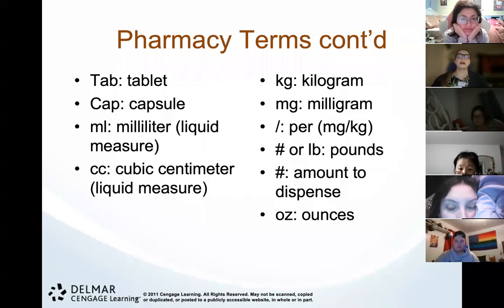The pound symbol, or LB, is equal to pounds, but we could also use that pound symbol when we're talking about the amount to dispense. And then OZ stands for ounces.